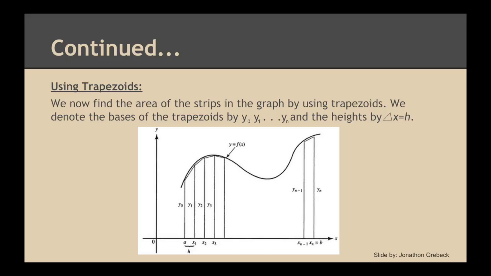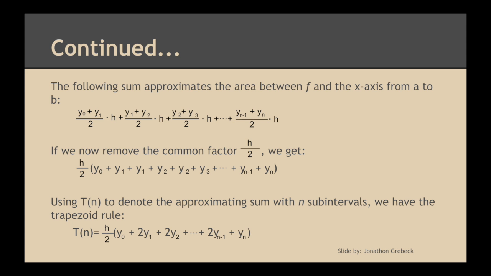A more accurate approximation can be made using trapezoids. We now find the area of the strips in the graph by using trapezoids. We denote the bases of the trapezoids by y sub 0, y sub 1, and y sub n, and the heights by delta x equals h. The first sum approximates the area between f and the x-axis from a to b. The second sum is the result of removing the common factor h over 2. The last sum uses T sub n to denote the approximating sum with n subintervals. This is the trapezoid rule.